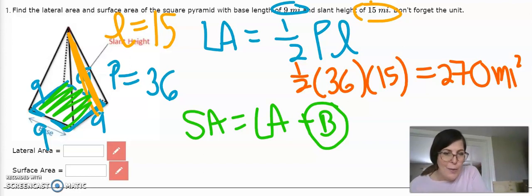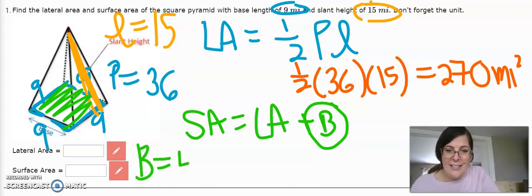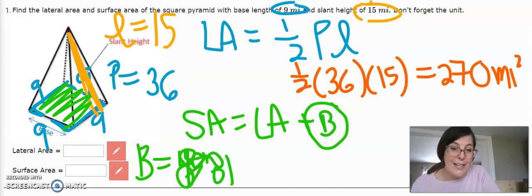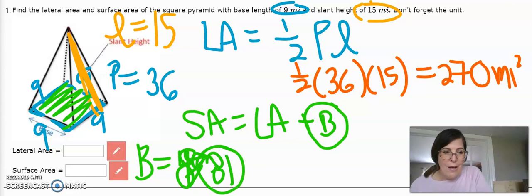Well, it's a square, guys. So what's the area of a square? If each side is 9, it's 9 squared. 9 times 9 is 81. Crushing it. All right, so now I'm just going to plug that in. That is the area of my base.